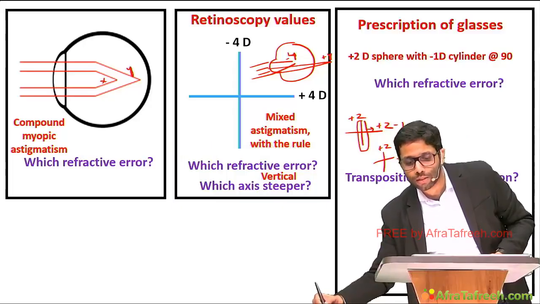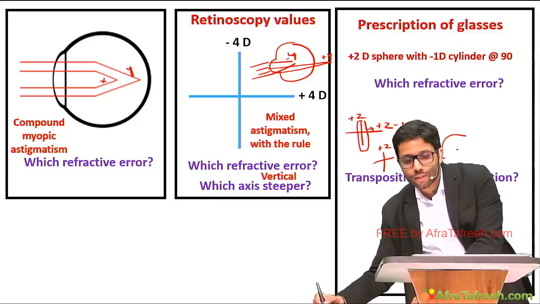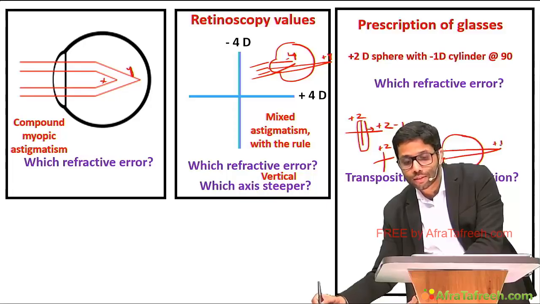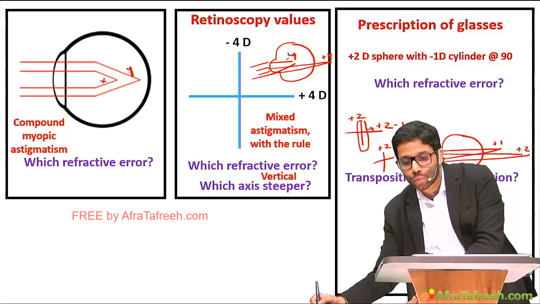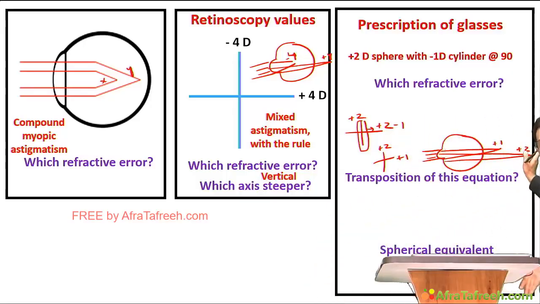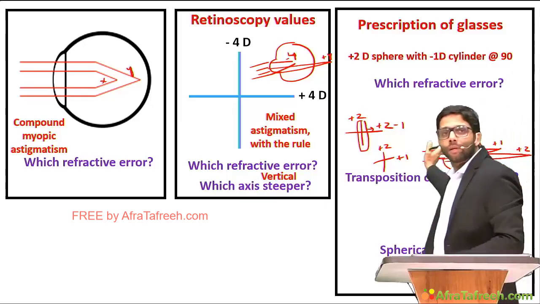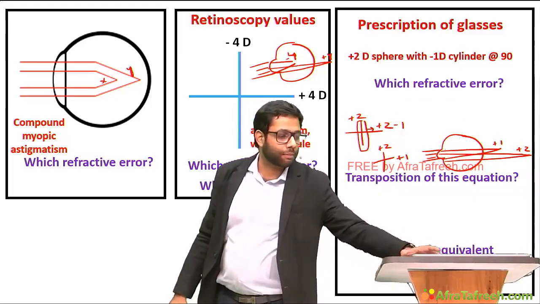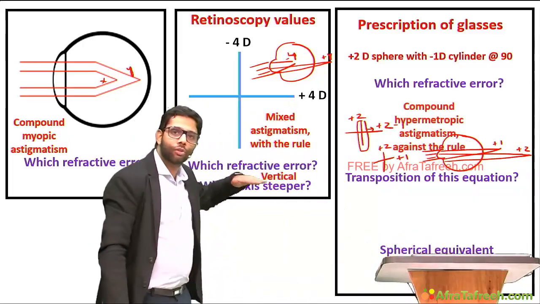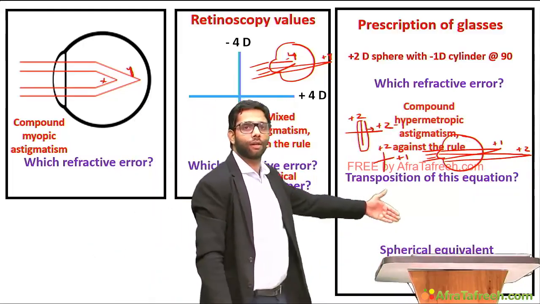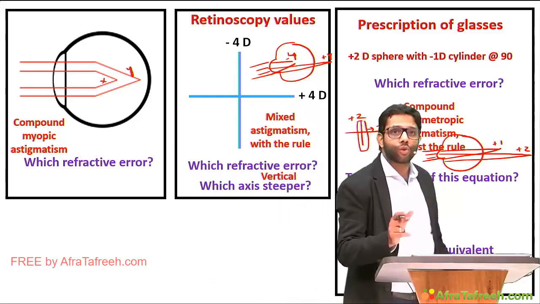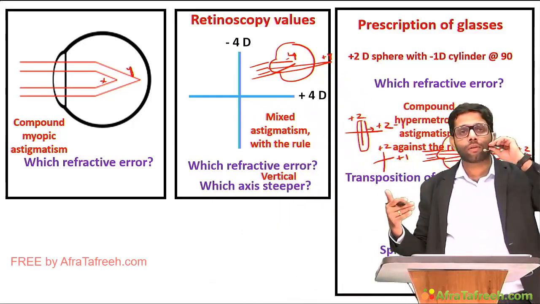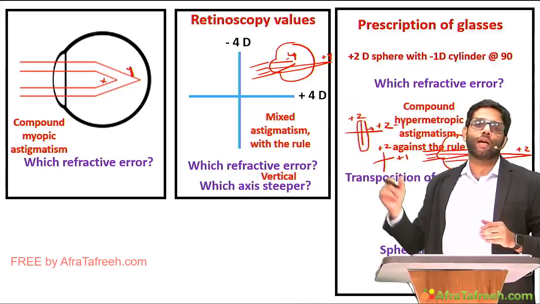+2 and +1 means both the rays are focused behind the retina. Now which one is the steeper axis? +2 will be more behind. +1 is the steeper axis. +1 is in the horizontal axis. This is compound hypermetropic astigmatism against the rule because horizontal is focused more in front. That is how you read the prescription of glasses into the refractive error.